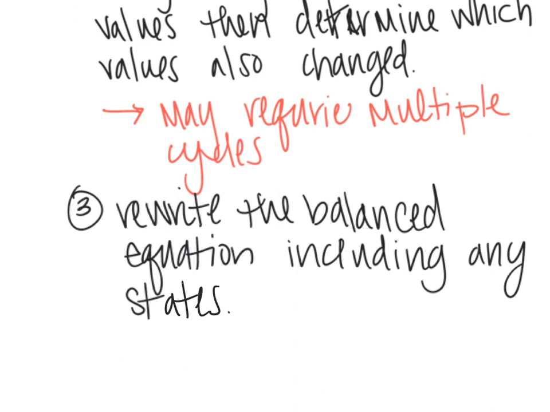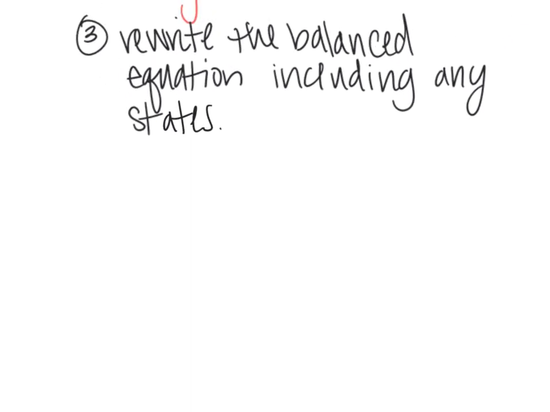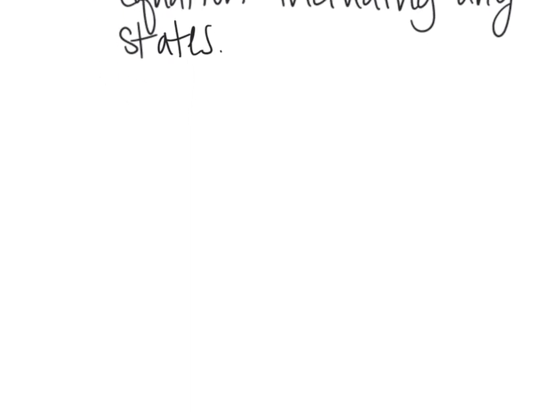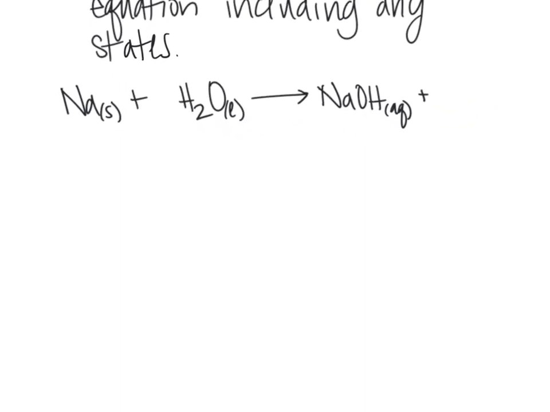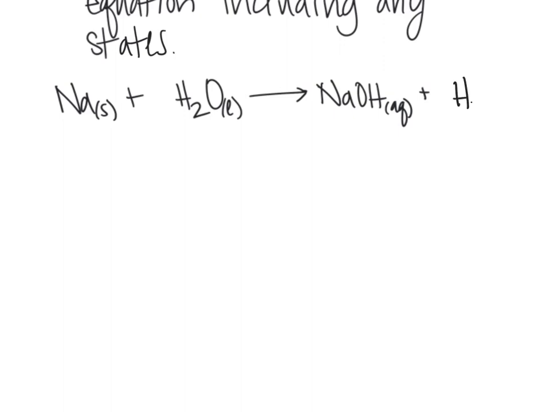So let's look at another example. In this case, we have sodium solid plus liquid water creates sodium hydroxide that is in the aqueous state. Oops, running out of space here. Which also gives off hydrogen gas. So we now see that we have states, which we're going to highlight in yellow. So these will need to be present in our final answer.